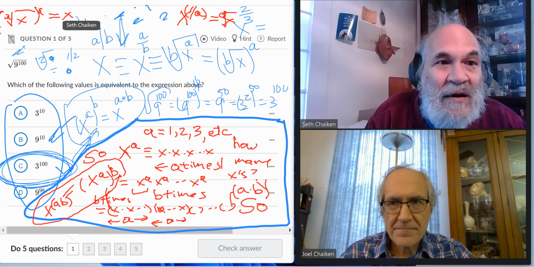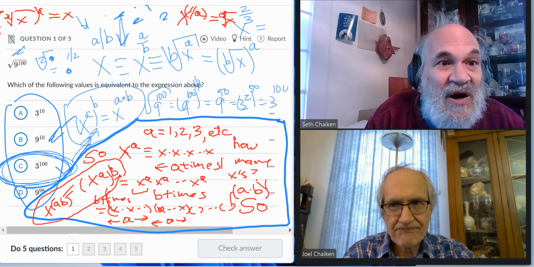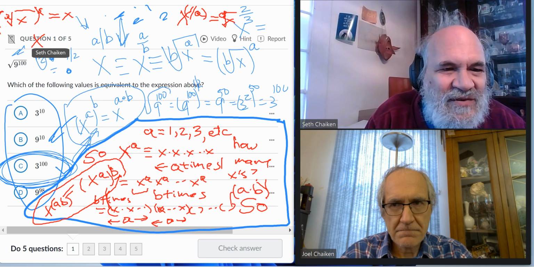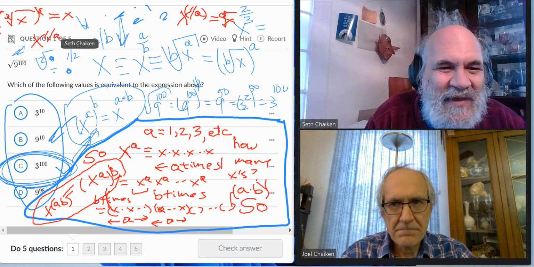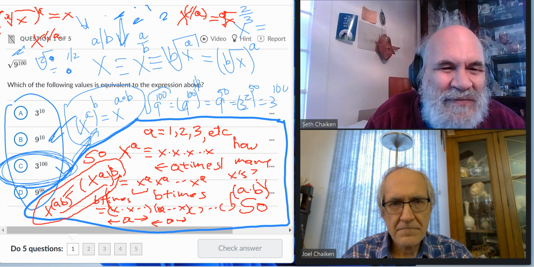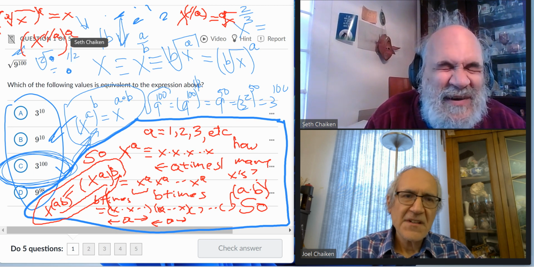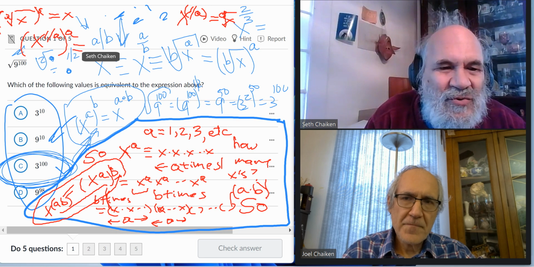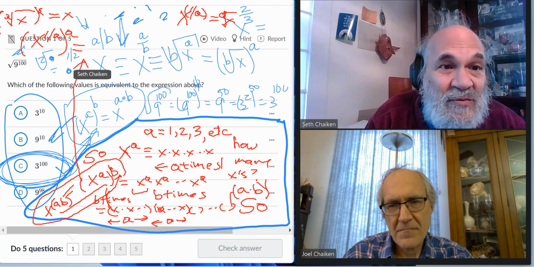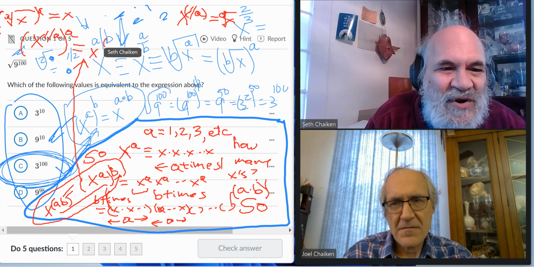Okay. Now, if you write down x to the 1 over a, and then apply the power rule, raise this to the eighth power, what do you get? Well, the power rule says that that's equal to x raised to the 1 over a times a.